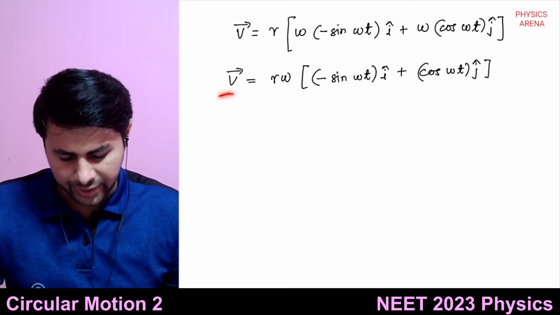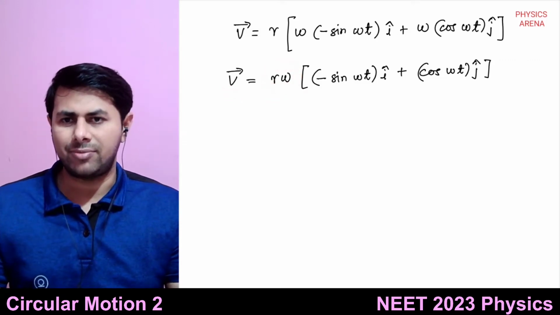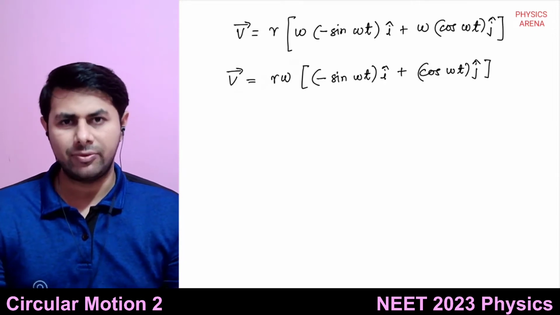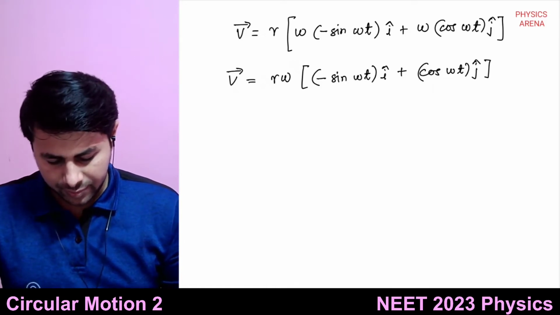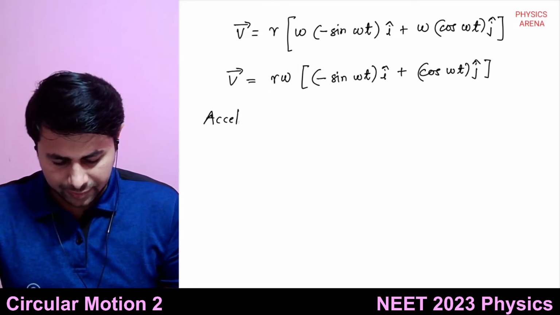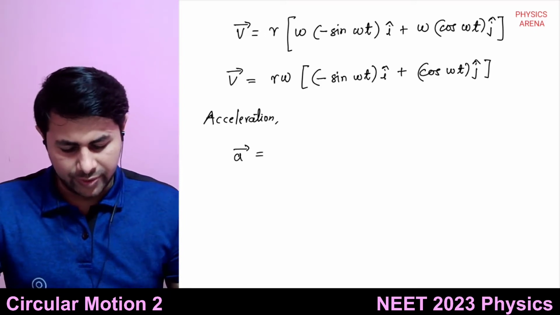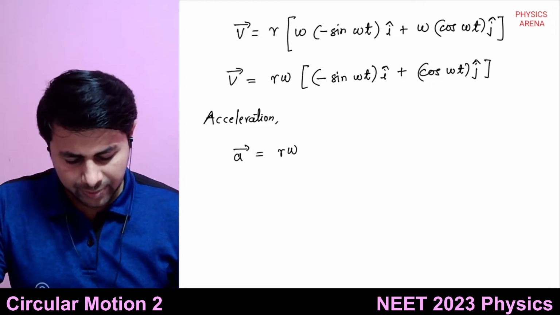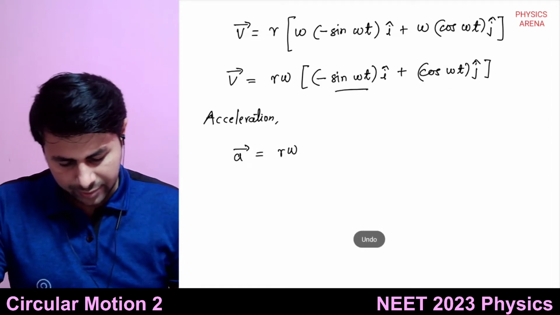Okay, so here you get the magnitude of velocity is equal to r multiplied by omega, right? And now I want to find out acceleration. So I will take one more derivative, right? So let's take one more derivative. So taking one more derivative, we get acceleration a bar is equal to, we can keep r omega as it is, multiplied by what? d by dt of this thing and this thing.